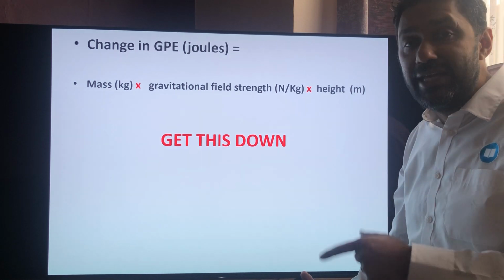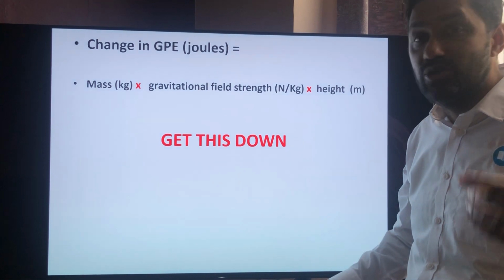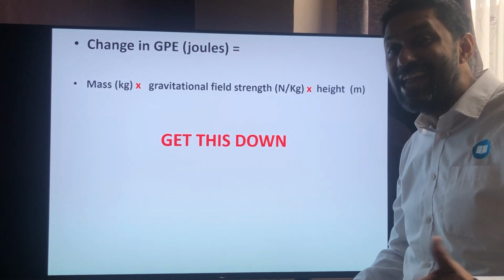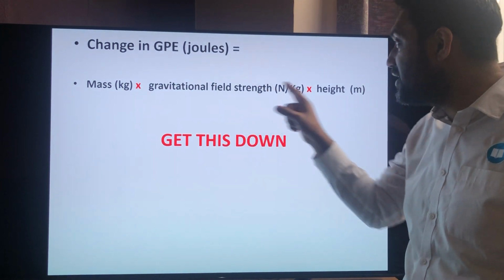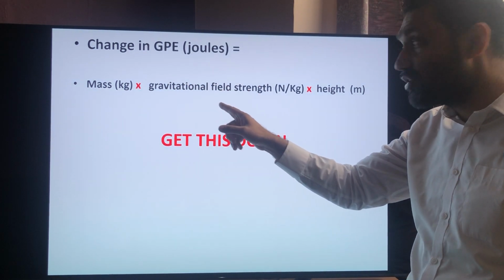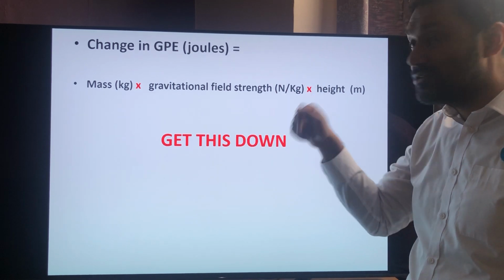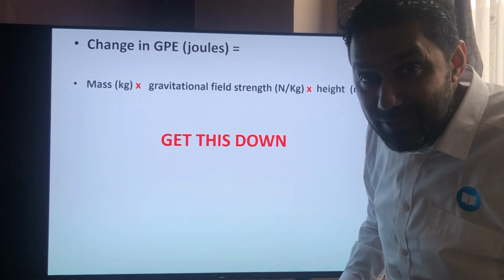So GPE equals, I didn't hear you, GPE equals mgh. So GPE equals mgh. The mass times the gravitational field strength times the height. So what was that again? GPE equals, yes, you're right, mgh.